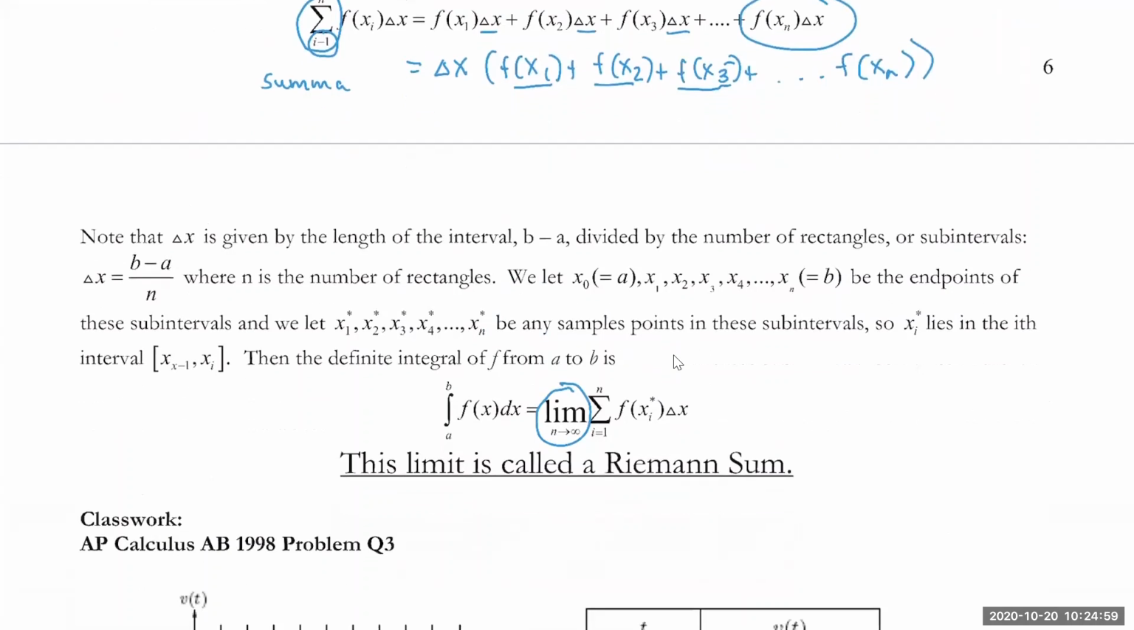And what this is saying is you let n go to infinity, and what happens is the more rectangles you have, what happens if you add more rectangles? What happens to the width of each one of the rectangles? What happens to change of x? What happens to the width of the rectangle? It gets smaller, it decreases.